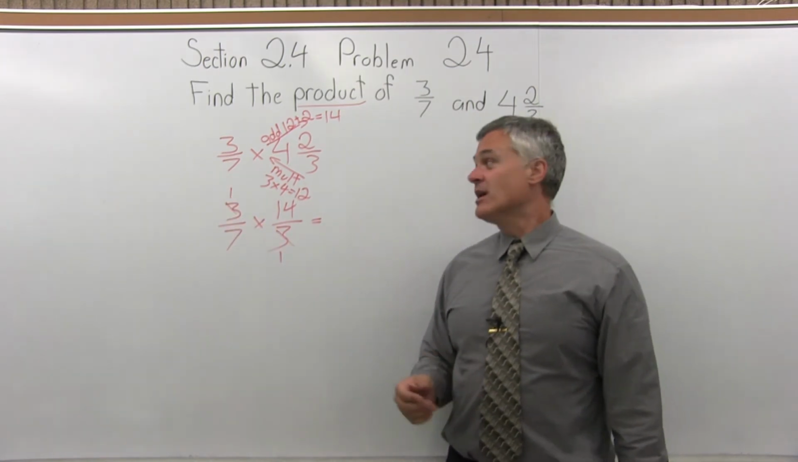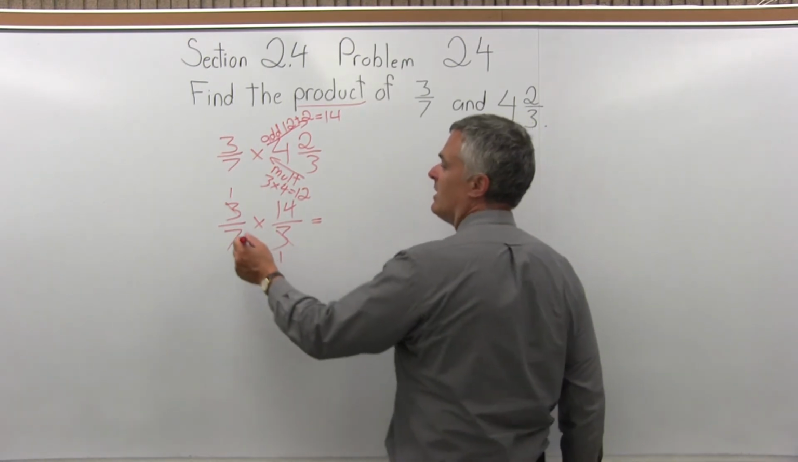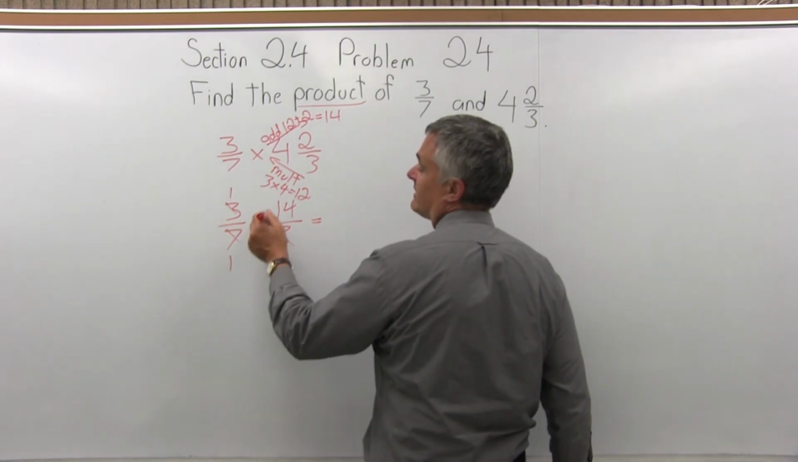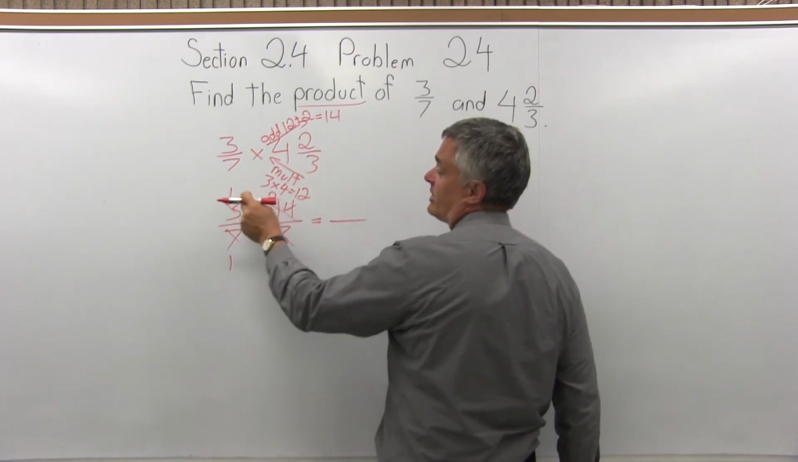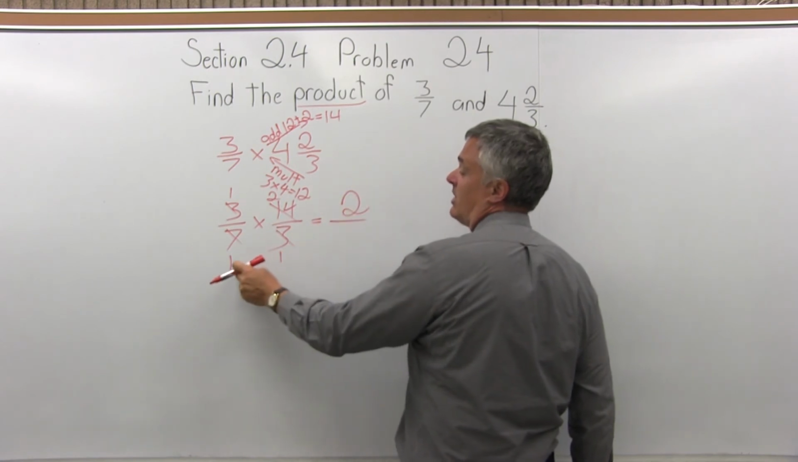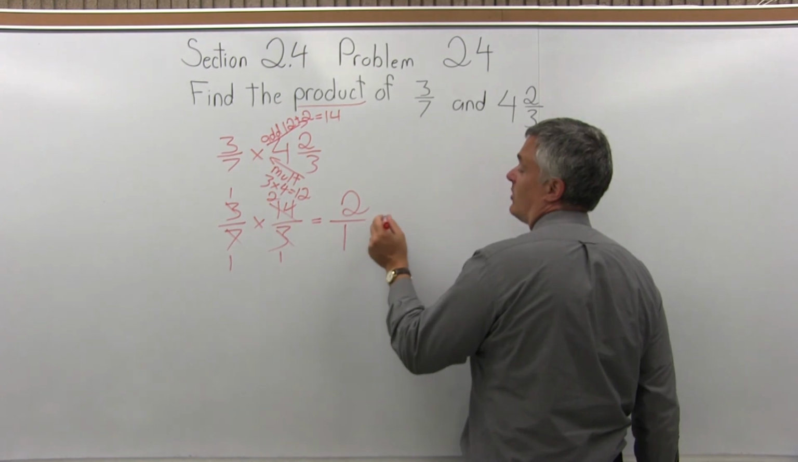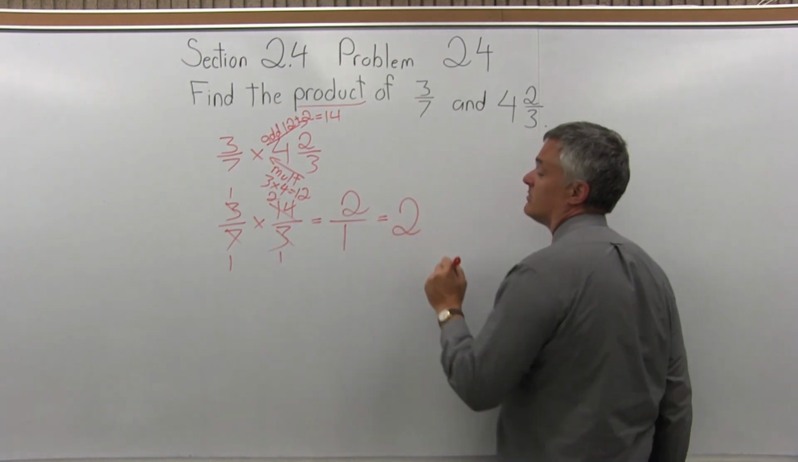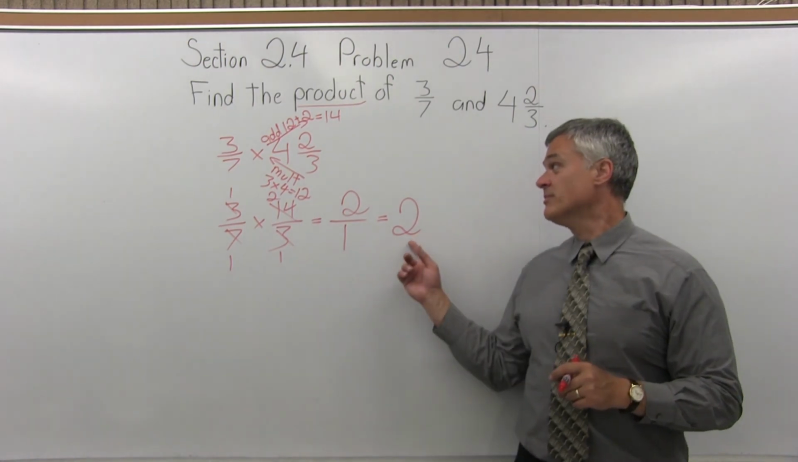Now the remaining numbers, 7 and 14, also reduce nicely. 7 goes into 7 once, 7 goes into 14 twice. So the numerators are just leaving me 1 times 2, which is 2. The denominator is 1 times 1, which is 1. And then 2 over 1, I can simply write as 2. So the final answer in its reduced form is 2.